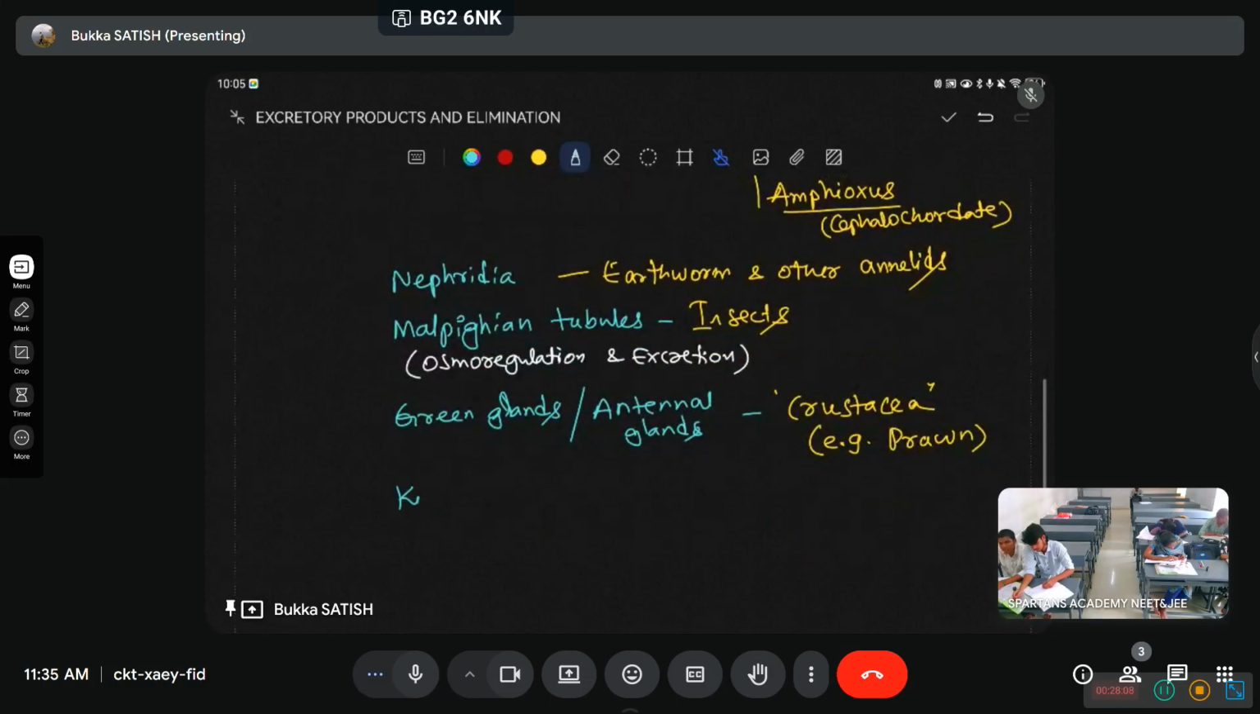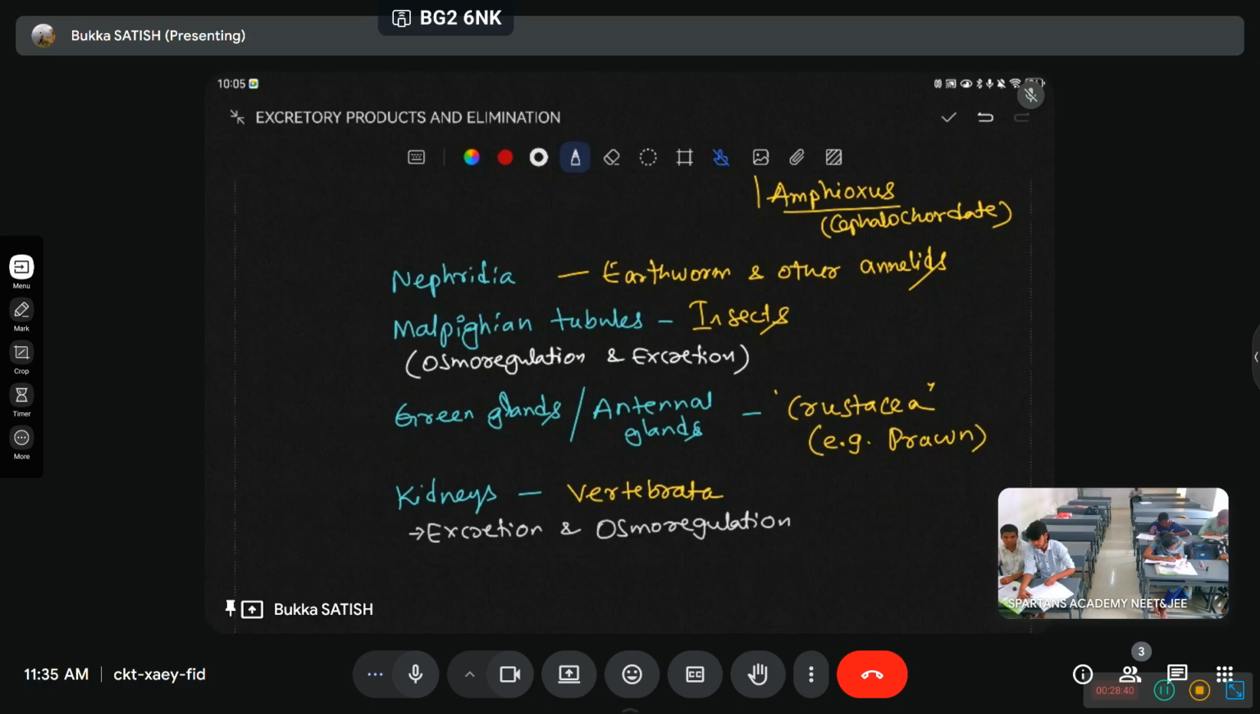Next, kidneys, in the case of vertebrates. Again, the function of kidneys will be both excretion and osmoregulation. All this is from the animal kingdom only, which we'll be repeating there.